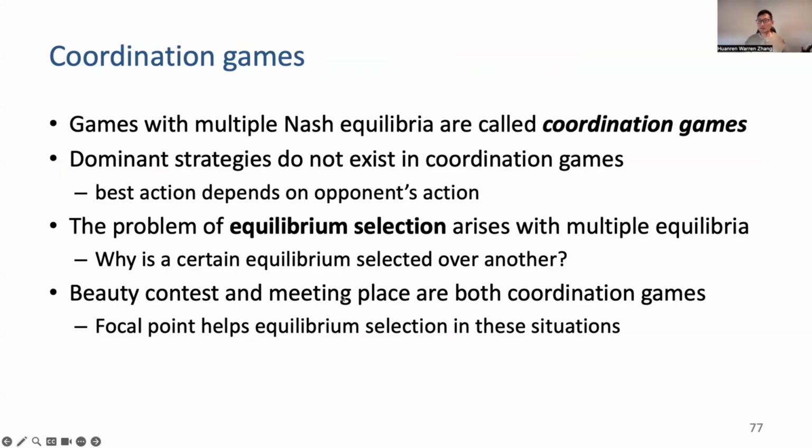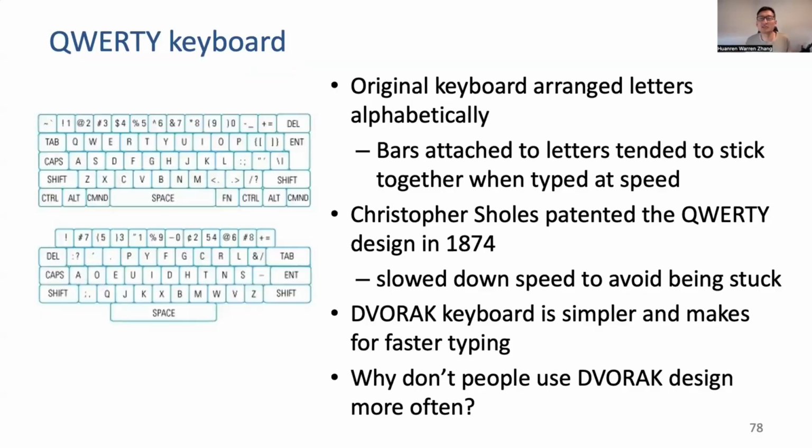Think about the previous examples when we discussed strategic interdependence: the beauty contest to choose the most beautiful face, where you get paid if your choice is the same as another randomly chosen player's choice, and the meeting place. Both are coordination games. In these games, as we discussed, focal points help equilibrium selection. So let's go through some examples of coordination to illustrate why it is sometimes difficult to coordinate on a specific outcome, a specific equilibrium.